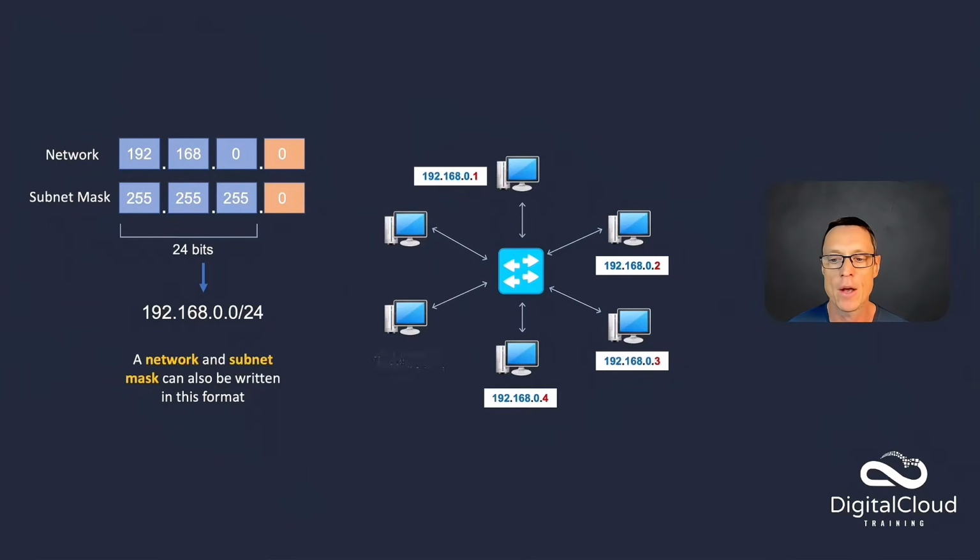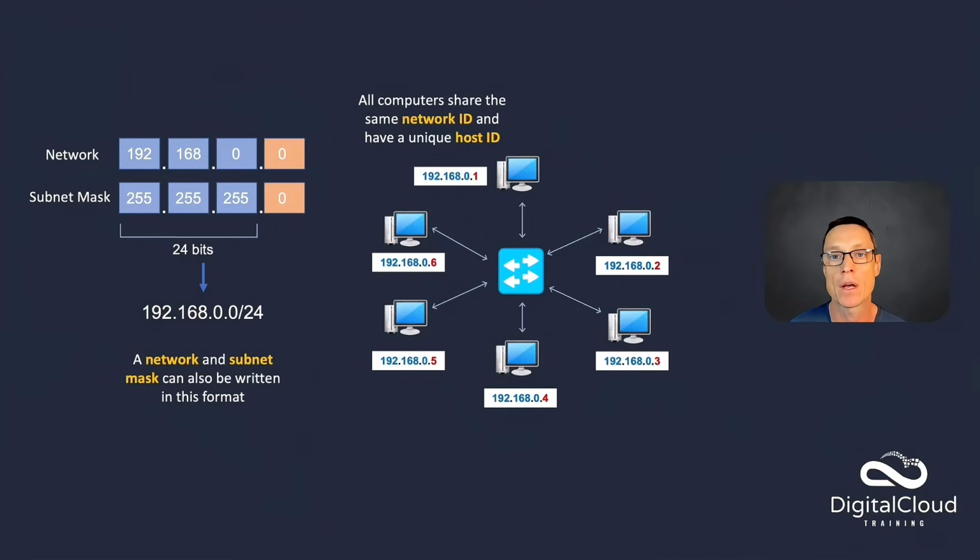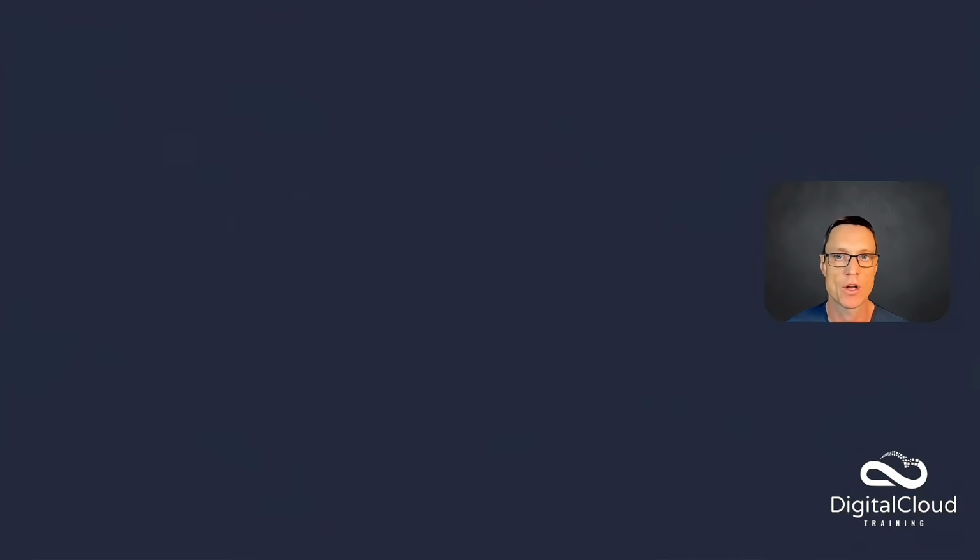So here in this network, you can see all of the computers on this network share the same network portion in blue, but in red, that's the host piece. So they're using bits from the host portion for their individual addresses, which have to be unique for every computer on that network segment. So all computers share the same network ID and have a unique host ID.